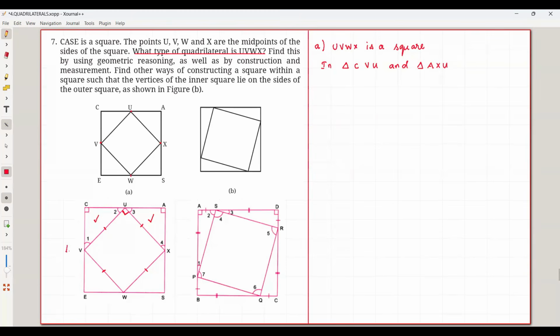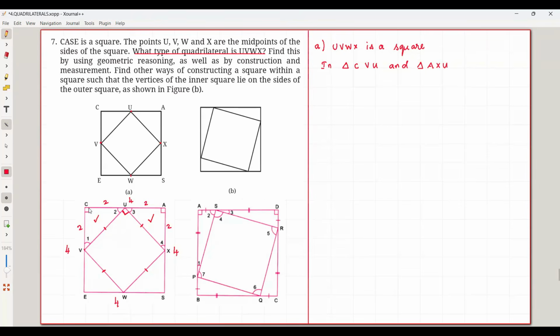In a square, all sides will be equal. This is 4, this is 4, and this is 4, and this also is 4 centimeters. As they have given, this is the midpoint, so midpoint means this will be 2 centimeters. This also will be 2 centimeters, and this also will be 2 centimeters. Right? This is the logic.